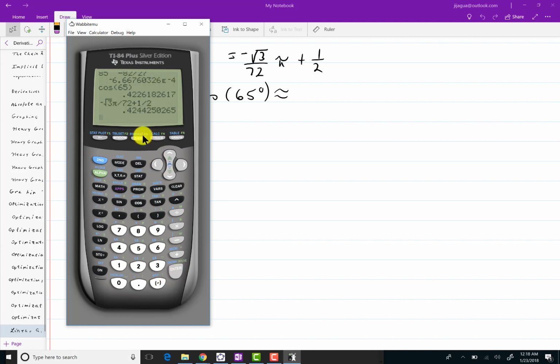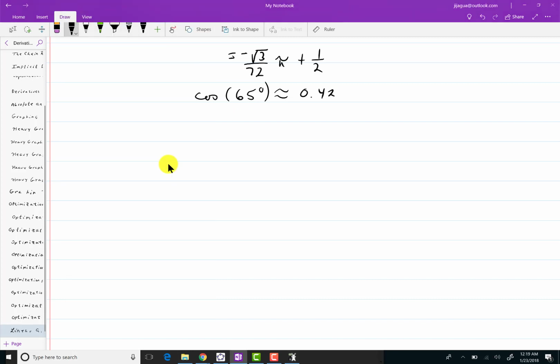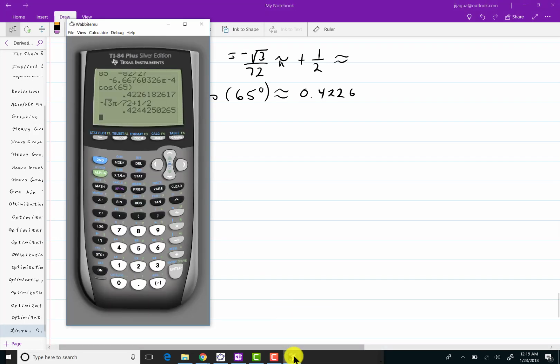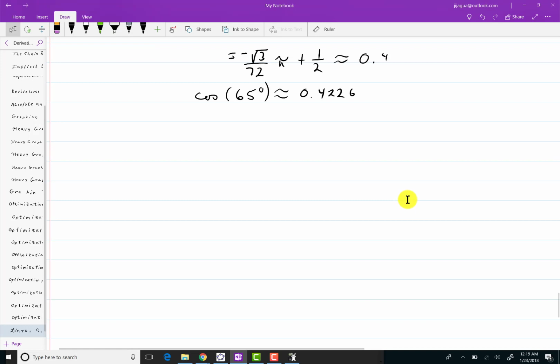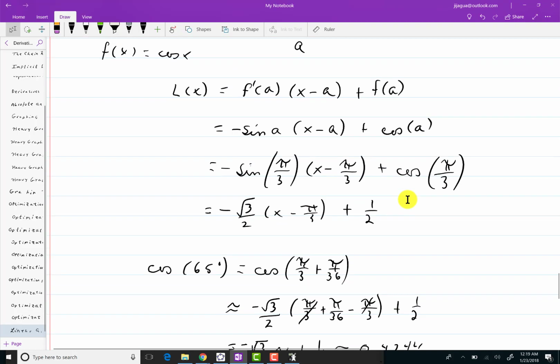And the number we get is 0.424. So it's off in the third decimal place. And 5 degrees was a nice little step away. So 0.4226, and this number up here was approximately 0.4244. So in all these cases, you're using a tangent line to approximate certain values.